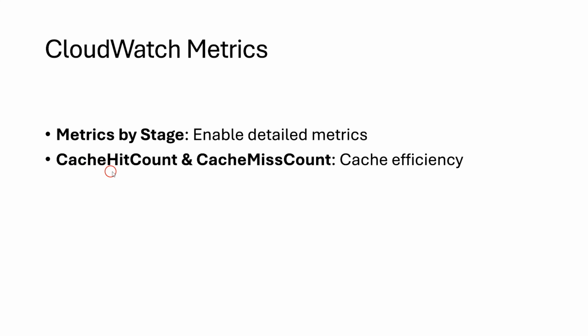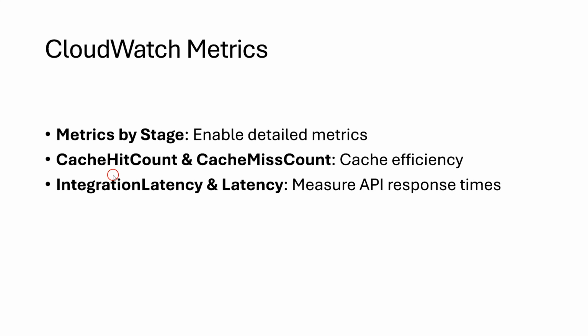Cache hit means how many times your application or your clients were able to get the response from the cache, and cache miss count means how many times the cache was missed, or the users were unable to get the response from the cache. The request actually goes back to the backend. If you have more cache hit counts, that means your API or your cache is performing better. And if you have more cache miss counts, that means your cache is not efficient. And the second important metric is integration latency and latency.